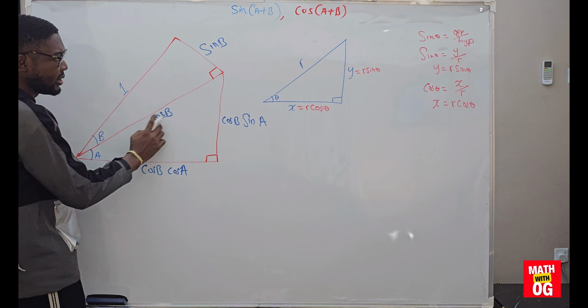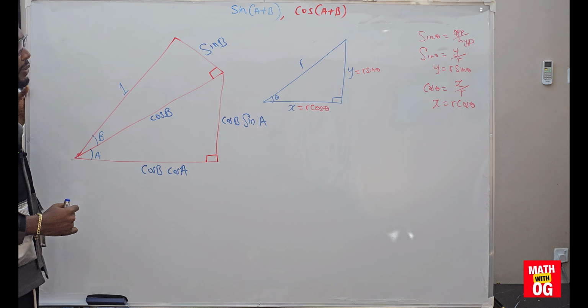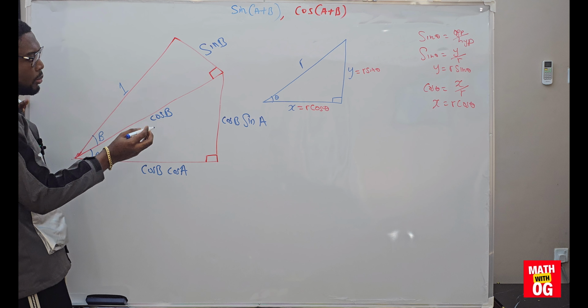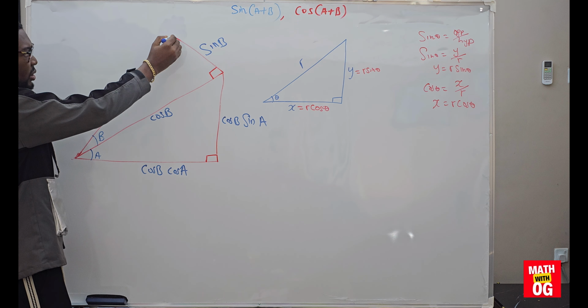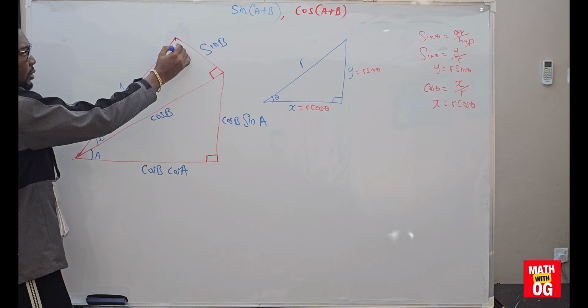Now, we've generated this, and this. So we still need to generate more things before we can get our formula for sin A plus B and also for cos A plus B. Now, you move with me. So I'm going to draw a straight line from here down to this particular point. So this is what you have.